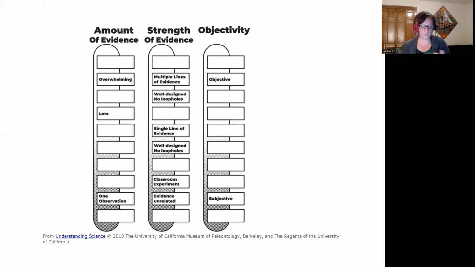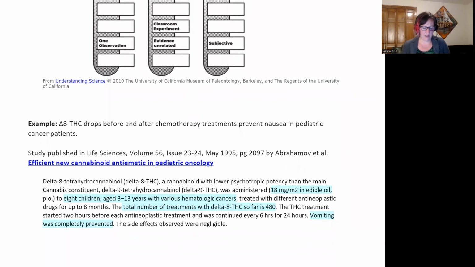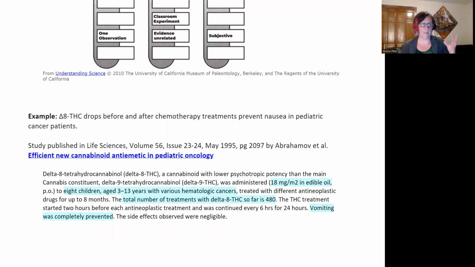So let's go through this with an example, and I think that might be helpful. Here are our different bars or ranges for each of our three things that we're going to evaluate. We're going to look at an example of delta 8, which is different than our normal idea of THC, which is delta 9, but delta 8 is a variant of THC.